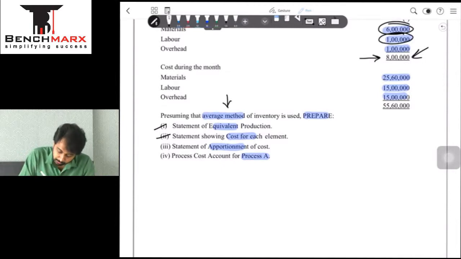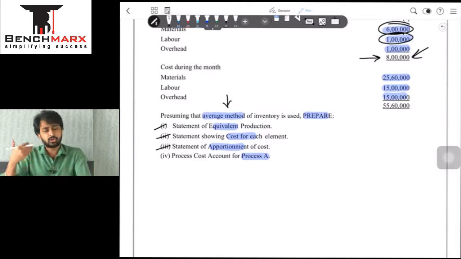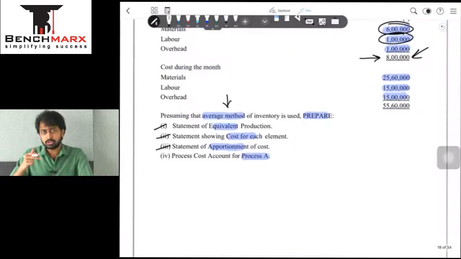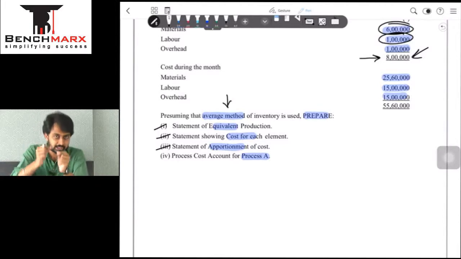Third part, statement of apportionment of cost. Once we have found the cost per unit, it is now our job to find the cost of the goods transferred and find the cost of the closing stock. Very simple. The cost of the goods transferred is the number of goods transferred into the cost of one fully finished good, and closing WIP का valuation is done exactly like the way we normally do. Closing stock का equivalent output content into respective CPU, I will get the closing stock valuation as well.